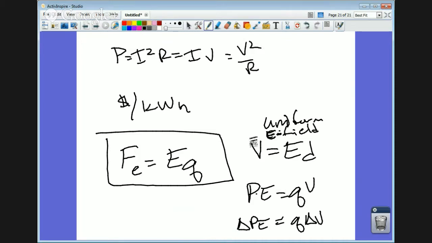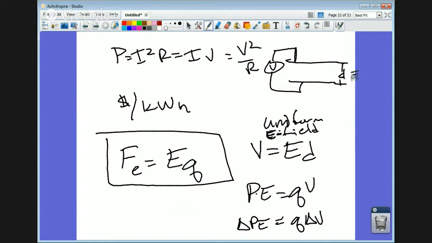For a uniform field, V is equal to ED, so two parallel plates, right? There's some V here. There's some D. You know how to find E, right? E is V over D.